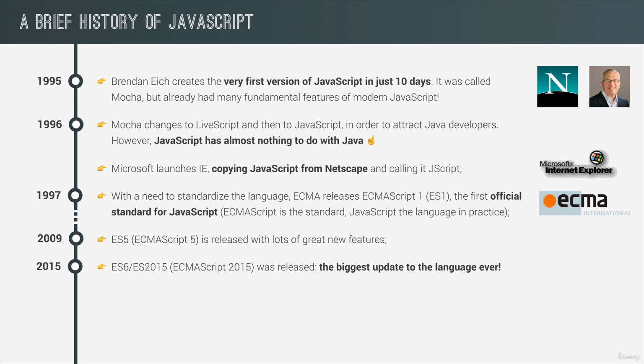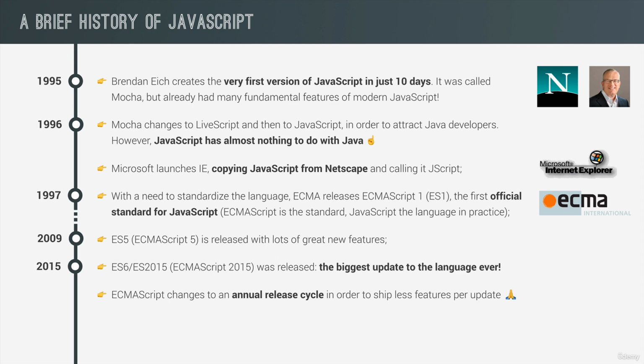Now, you will also see ES6 being called ES 2015, which is actually the official name, but most people just call it ES6, and so that's what I'm going to do here as well. The reason for ES6 being officially called ES 2015 is that in 2015, ECMAScript changed to an annual release cycle. So right now, there's going to be a new release every single year.